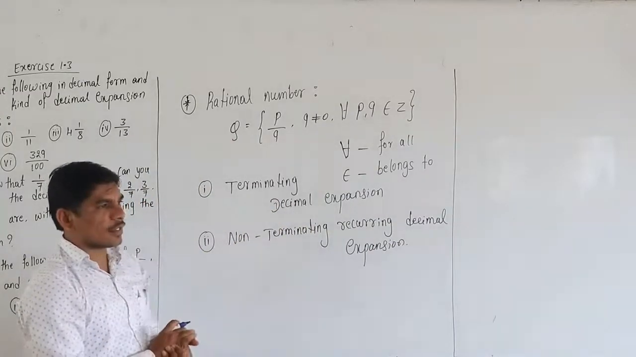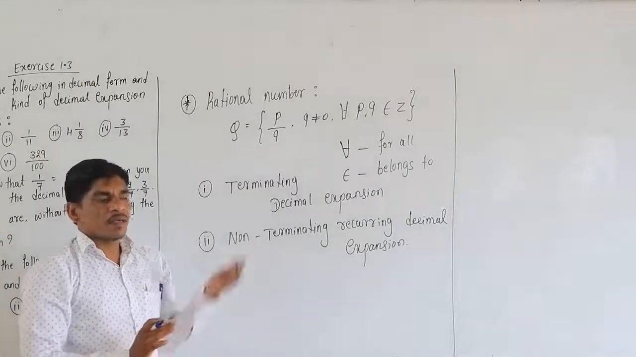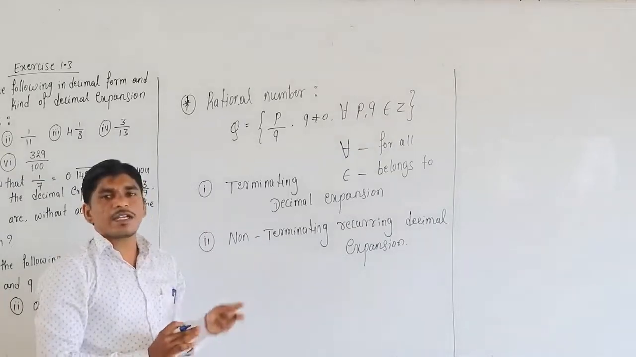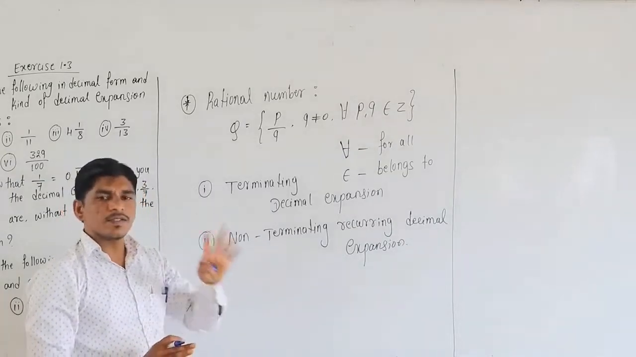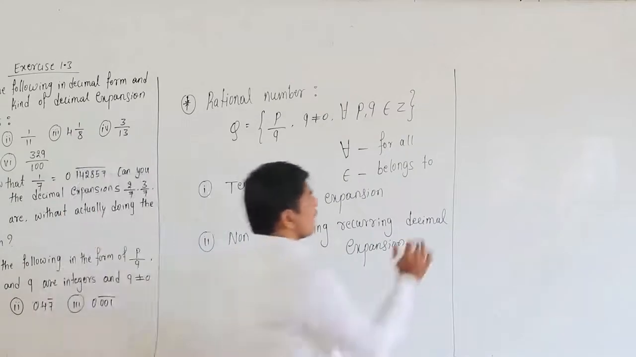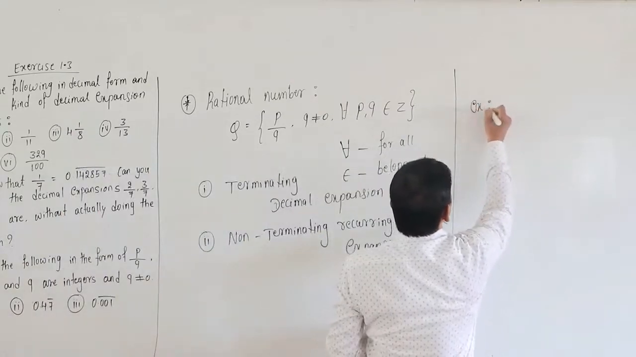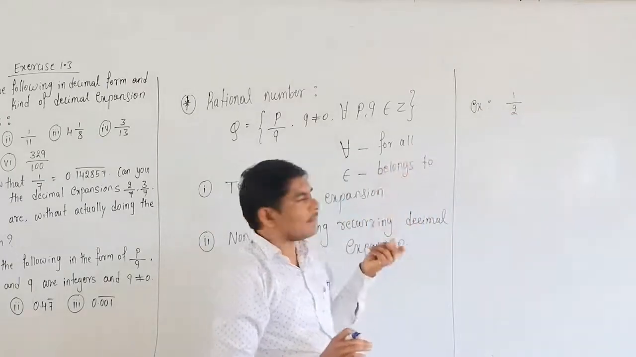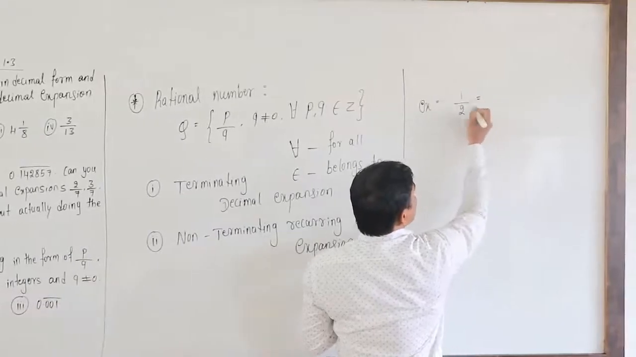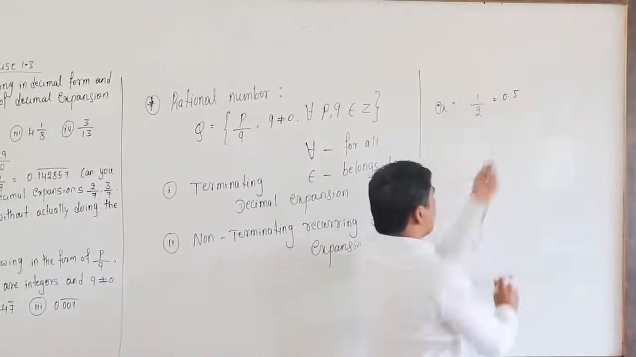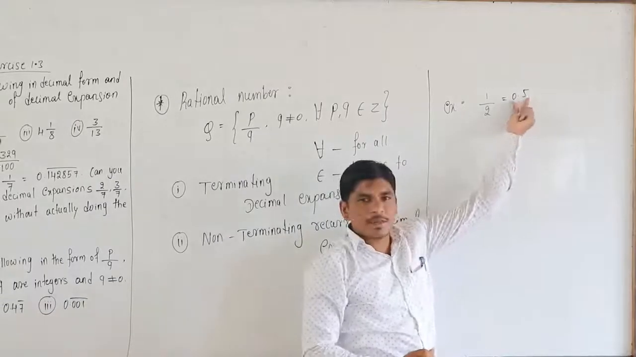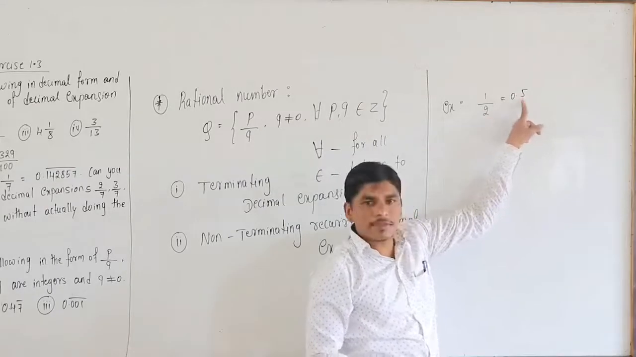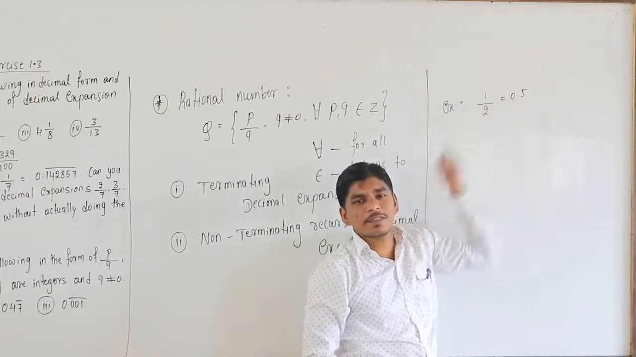Terminating decimal expansion means that by using the long division method on a rational number, the number is completely divisible and the remainder becomes 0. For example, 1 by 2 is a rational number. By using the long division method, the value is 0.5. This is a decimal expansion, and the given rational number is completely divisible. That's why this is a terminating decimal expansion.